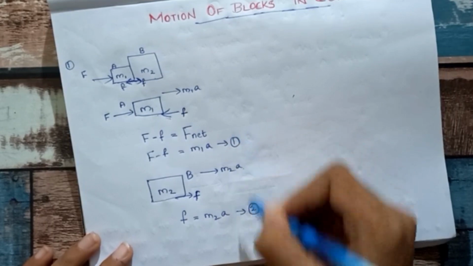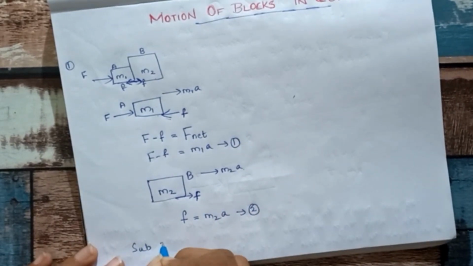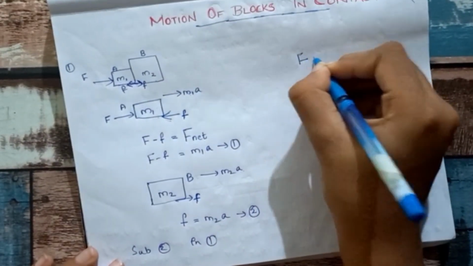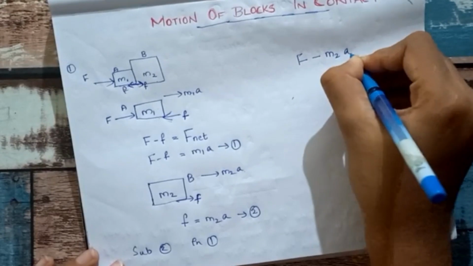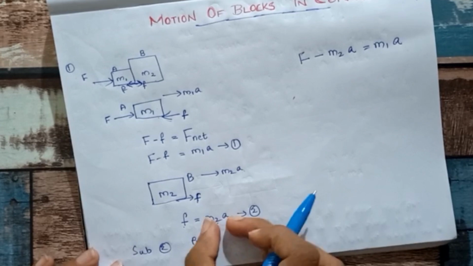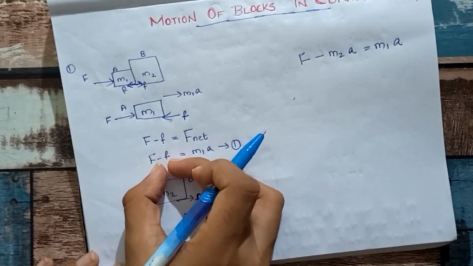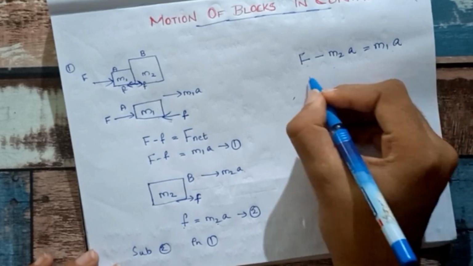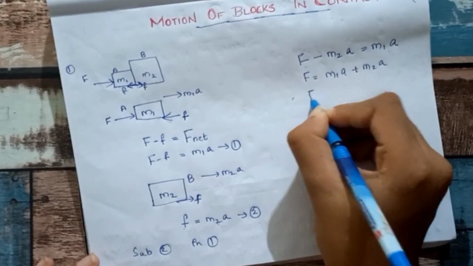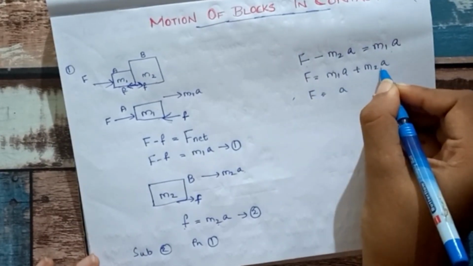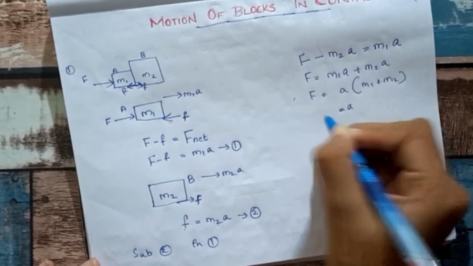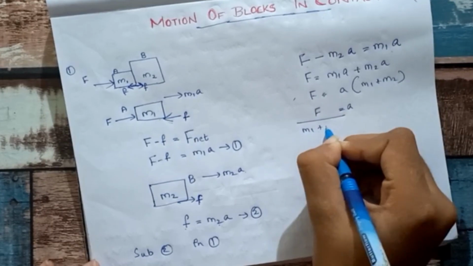Combining this 1 and 2, we can substitute 2 in 1. So we get F minus M2A equals M1A, because small f is equal to M2A. I just put this M2A over here, in this position. So this is what we get. So F is equal to M1A plus M2A, and since A is common, we take A outside, F is equal to A times M1 plus M2, and the acceleration is equal to force by M1 plus M2.